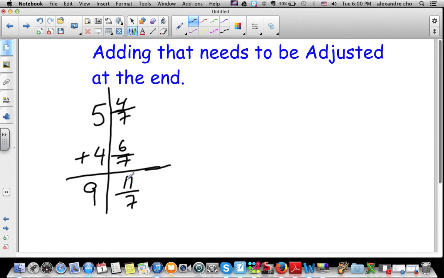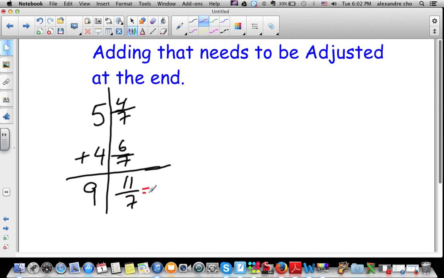Okay, this is a mixed number, but it's not in the right format. Like I said, the mixed number is not in the right format. It should not be an improper fraction; it should be a whole number and a proper fraction. So we need to make a little adjustment here.